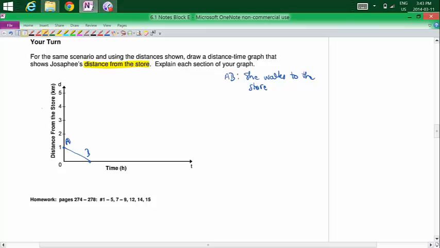Any point along the x-axis means that she's at the store. We know that she stays at the store to buy a drink. So time passes, but her distance doesn't change, and she drinks up her drink. And so we have to illustrate that. So we're going to put another point here. There's no change in distance. She's at the store, but there is a change in time because we know she stays there and has a drink. And then we know that she jogs to her friend's place.